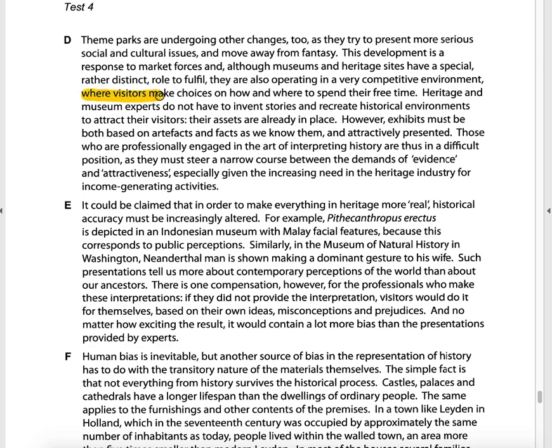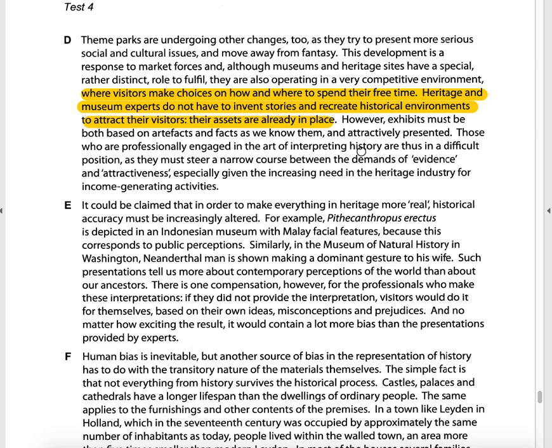So, where visitors make choices in how to spend their free time, heritage and museum experts do not have stories to recreate. Very key here. So, it's sounding like visitors play an important role. They have expectations. I remember that one. However, exhibits must be both based on artifacts and facts, as we know.